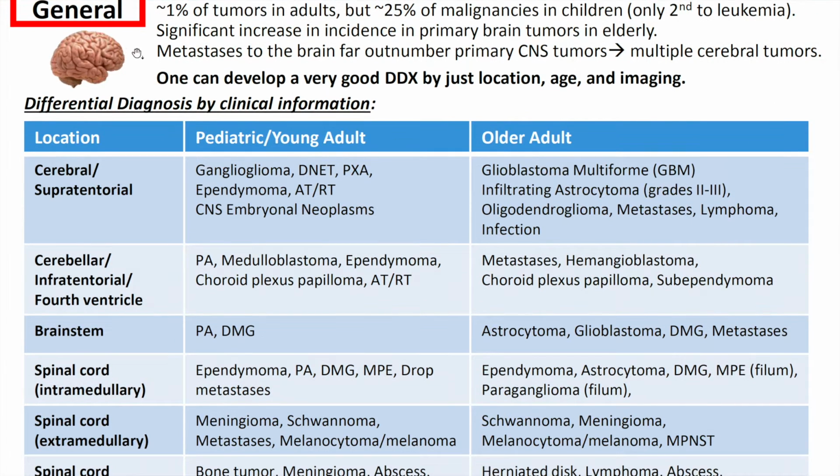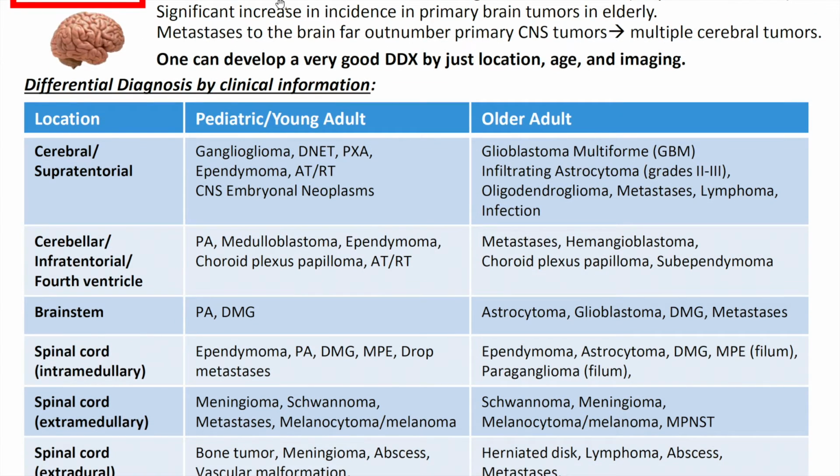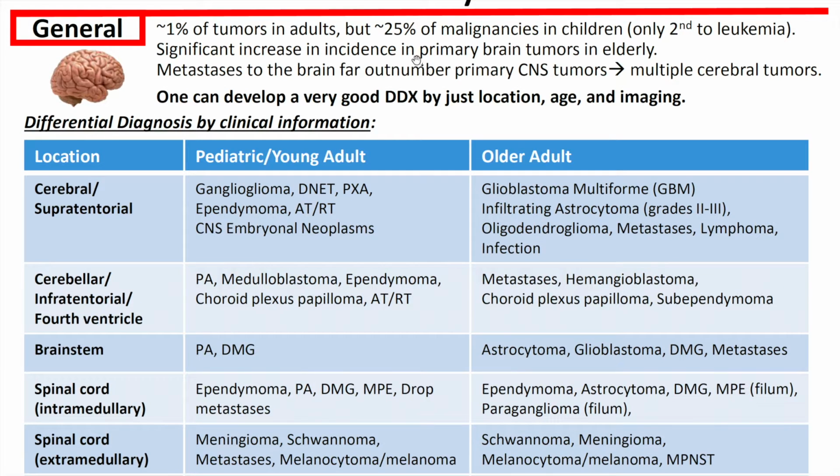All right, so in general, about 1% of tumors in adults are brain tumors, and about 25% of malignancies in children are brain tumors, which is only second to leukemia for the pediatric population. There's been a significant increase in the incidence in primary brain tumors in the elderly, and metastases to the brain are far more common than a primary brain tumor. And if you see multiple cerebral tumors, you're going to be thinking metastasis most likely instead of a primary tumor.